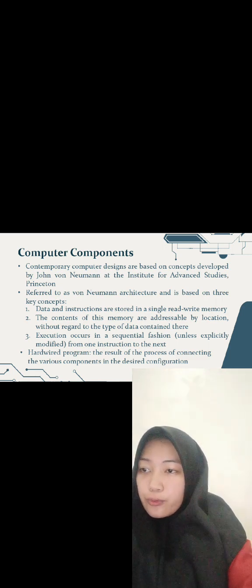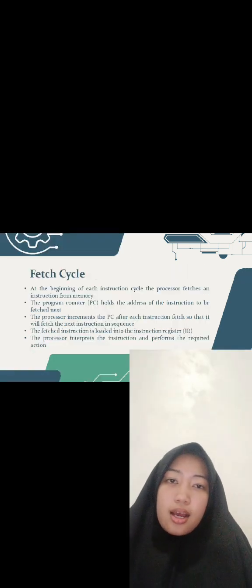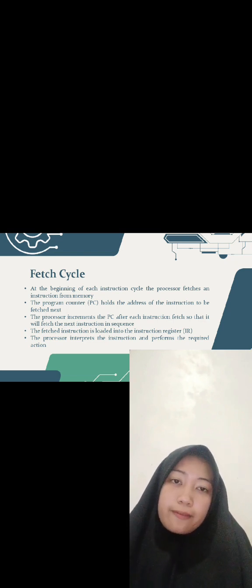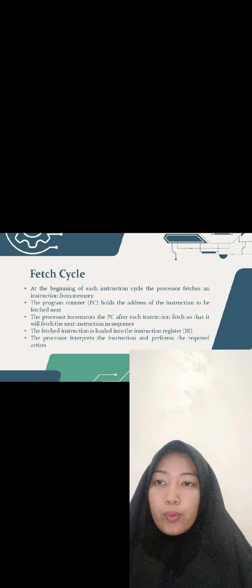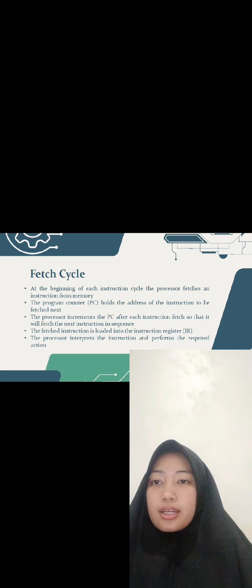Hardwired program. The result of the process of connecting the various components in a desired configuration. Fetch cycle. The cycle is divided into five parts. 1. At the beginning of each instruction cycle, the processor fetches an instruction from memory.